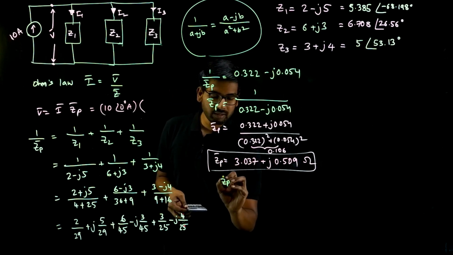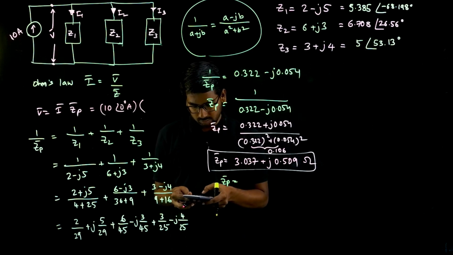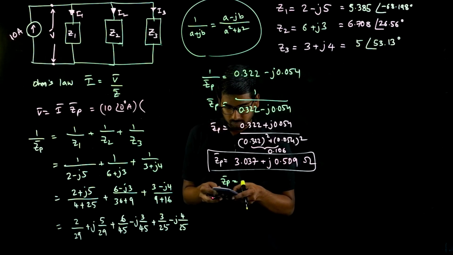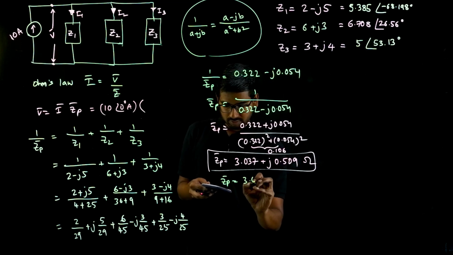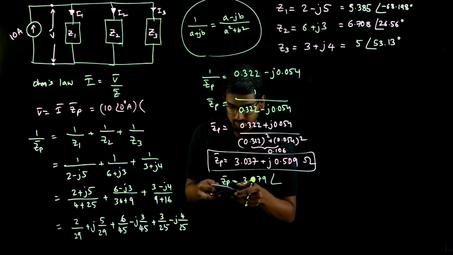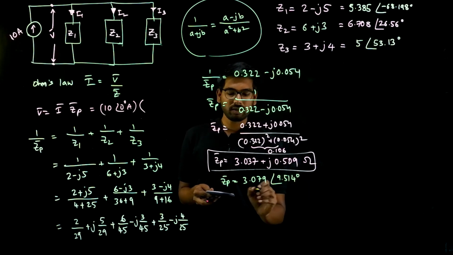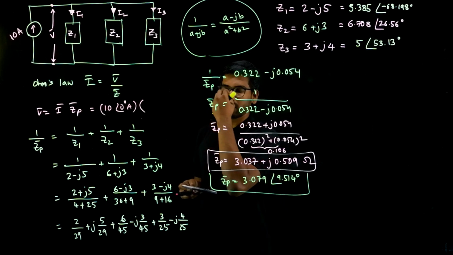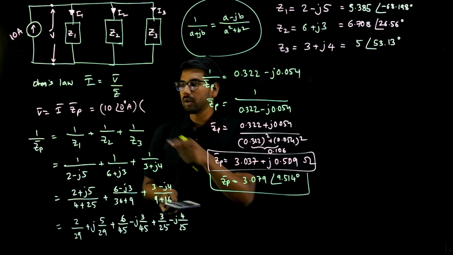What will you get? Zp, again use the polar function, 3.037 comma 0.509 will give me 3.079 at an angle of 9.514 degrees. Okay, this is my Zp, the parallel impedance, in rectangular form and in polar form. So now I will use it to find V bar.